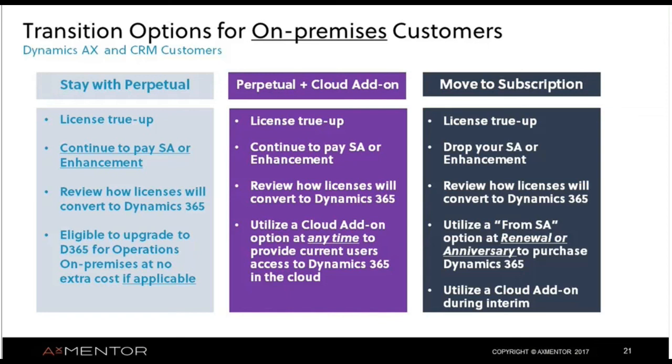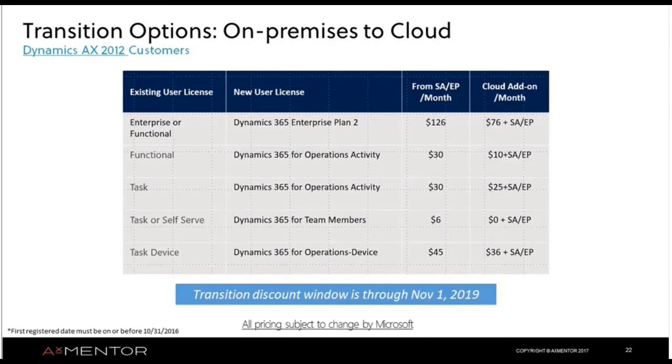So moving on, some transition options specifically for Dynamics AX 2012 customers. What this slide shows you is, of course, that this is on-premise to cloud transition. On the far left-hand side is your existing user license type in 2012, and what that equates to in Dynamics 365 is directly to the right of that. Currently, enterprise or functional can map to a full user, which is this Dynamics Enterprise Plan 2, aka full user type.